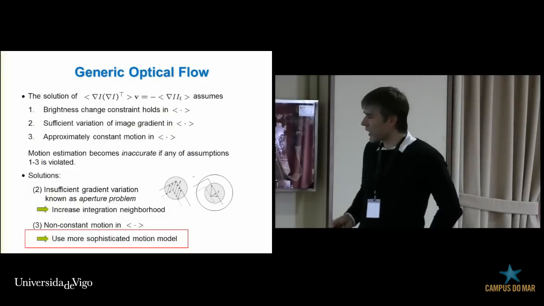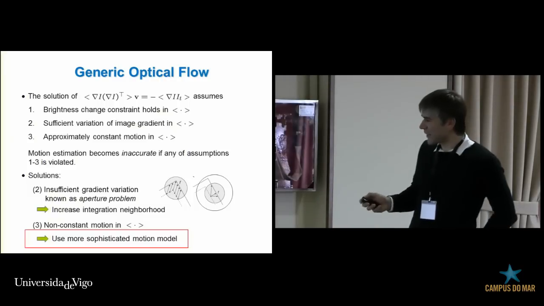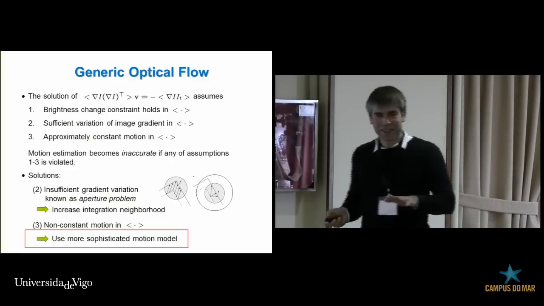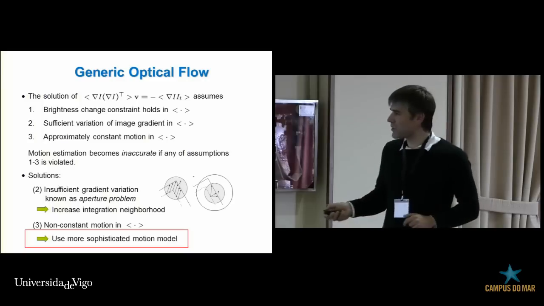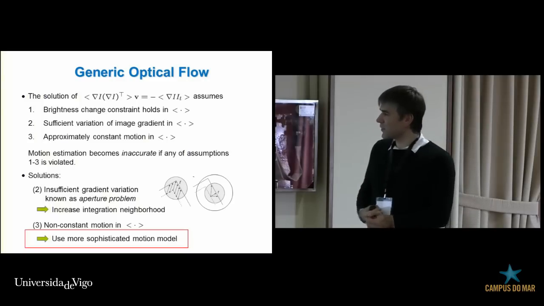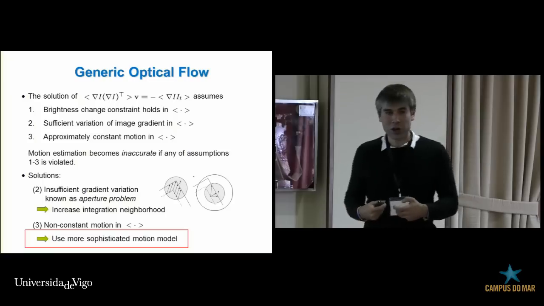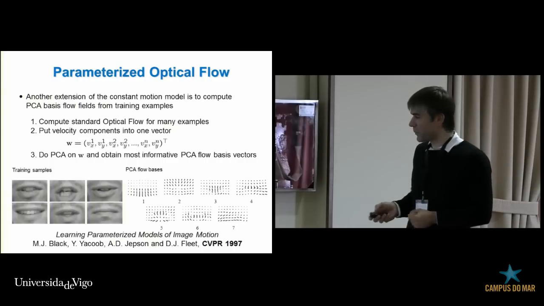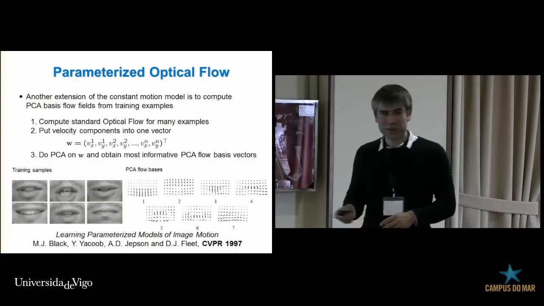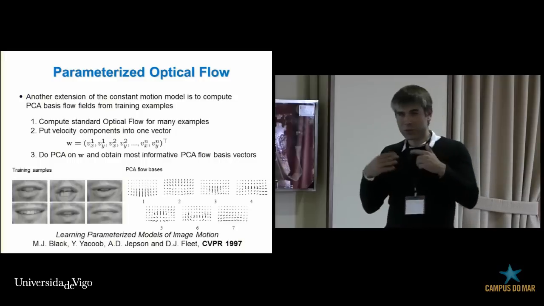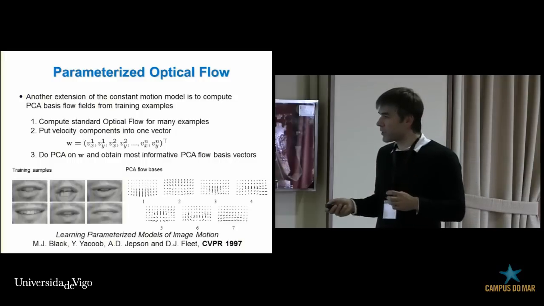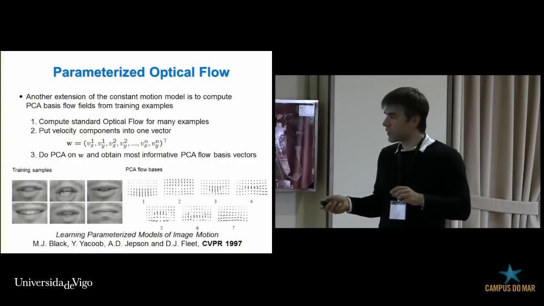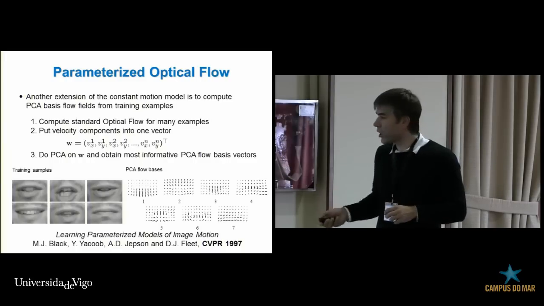Fine. Actually, there is a link from this slide to the next. If our low-level vision doesn't work, because increasing the neighborhood corrupts it, we can learn more sophisticated, higher-level models even for motion. Here is one example, a PCA example. It's very similar to what we've seen with the mouth shape. The difference is that our vector is not the points on the shape, but the velocities Vx and Vy, the velocity vectors in the patch.